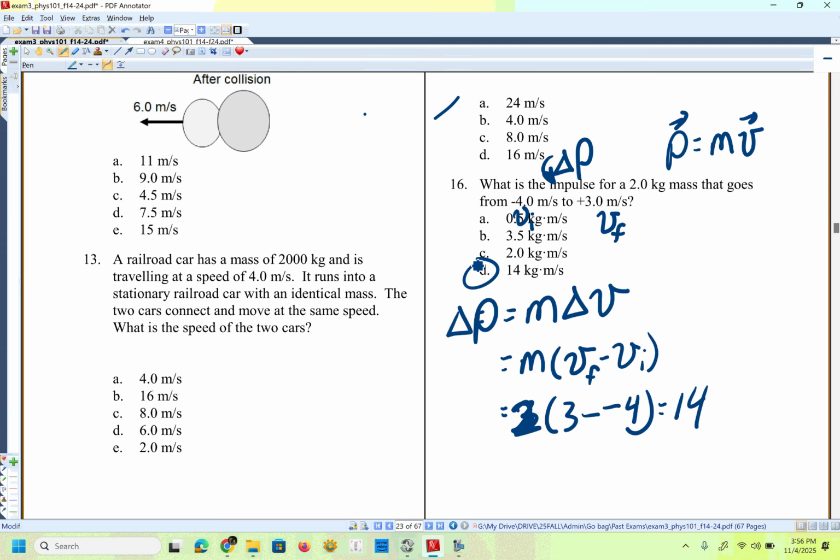Notice that if I just said 3 minus 4, I would have gotten 2, which is also an option. So when you get to one of these problems where you have to find the impulse or the change in momentum, just watch your signs really, really closely.